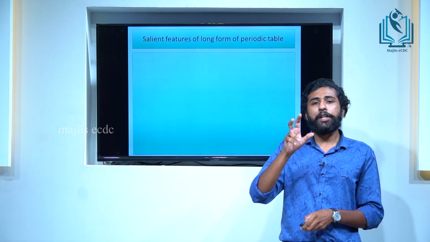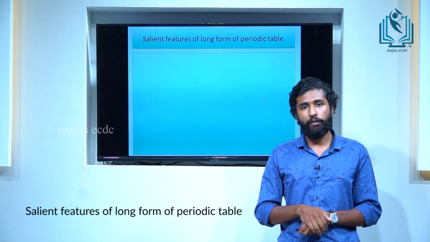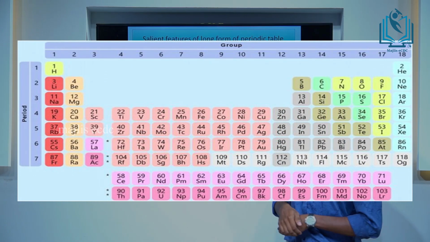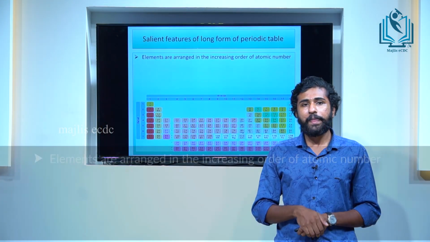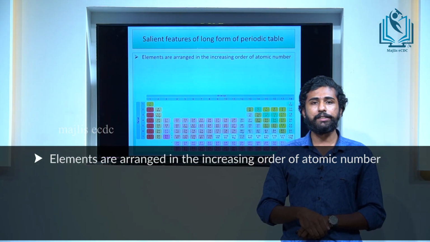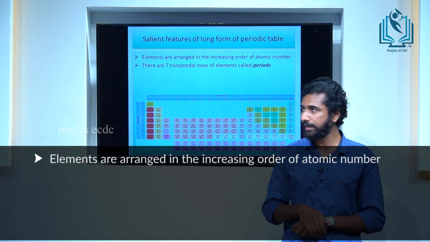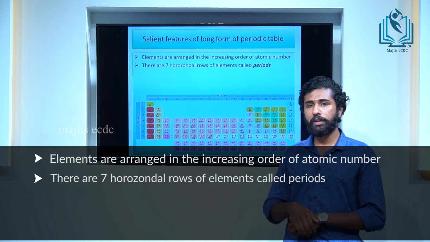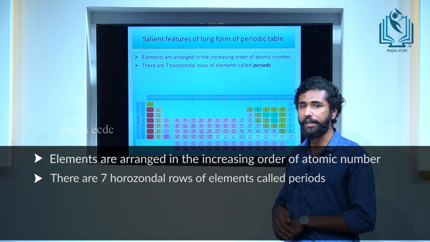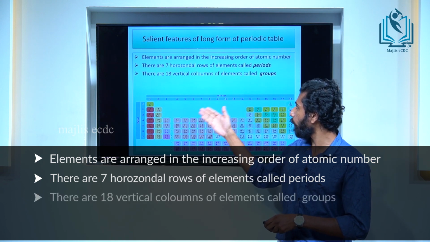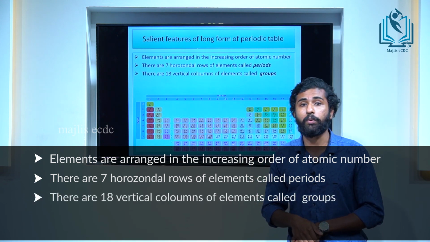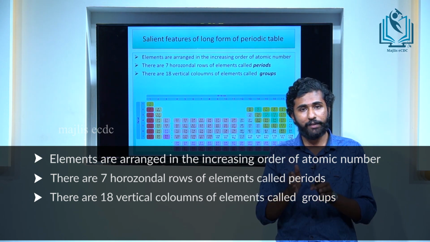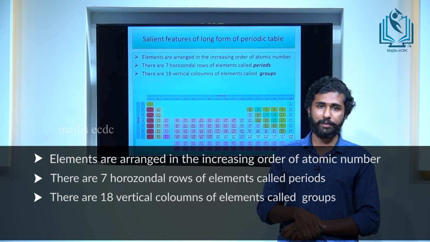Next we need to discuss the salient features of the modern periodic table. This is the periodic table that we are talking about. In this periodic table, the elements are arranged in the increasing order of atomic number, as we have already discussed. You can see there are 7 horizontal rows, called periods, and 18 vertical columns, called groups. Simply, in the modern periodic table, we have 7 periods and 18 groups.